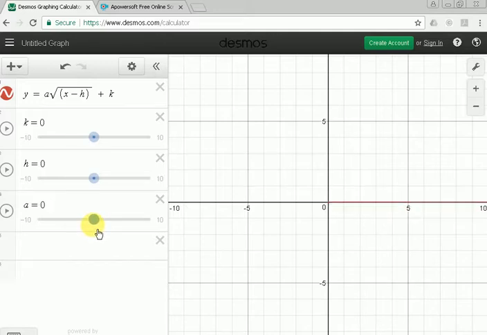What happens when a is 0? Yeah, it's a straight line, depending on what k is, right? If k is 4, y equals 4, we know that that's just a horizontal line. So how do you want to answer this? Well, when a is less than 0, my graph reflects over that x-axis.